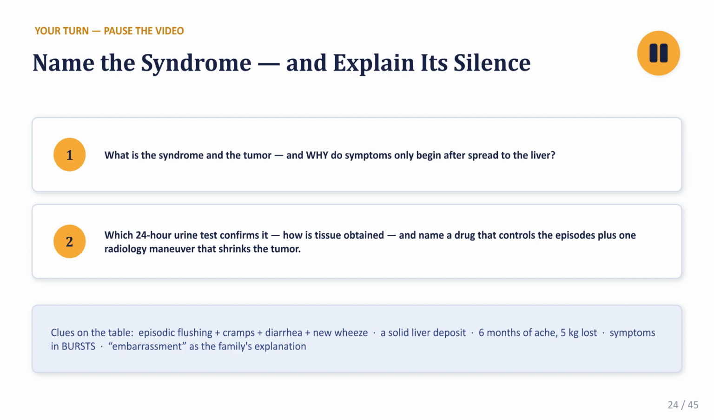Pause the video. Can you name the syndrome and the tumor? Why are there no systemic symptoms until the liver is involved? Identify the confirming 24-hour urine test, how to get tissue-proof, and a drug to control these episodes. The clues are on the table: count, sequence, commit.